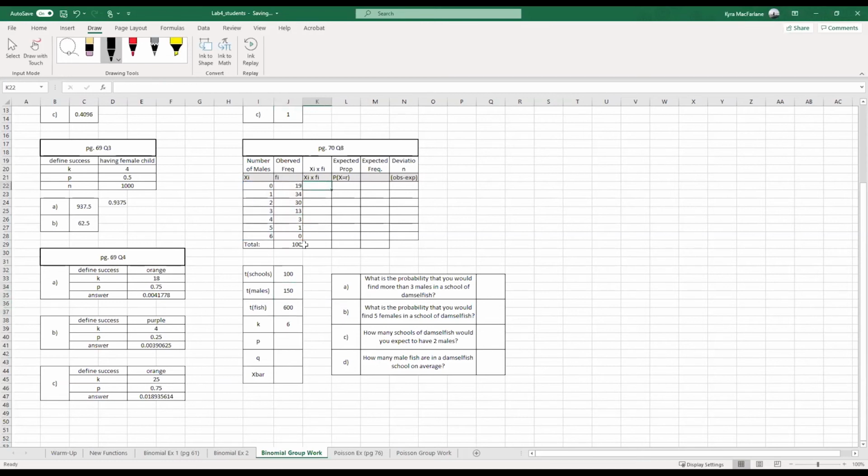We can also use this XiFi column to calculate that as well. Kind of breaks down that sum product step a little bit more. And then I'll just drag this sum function all the way across. And we get the same thing, 150 successes total.